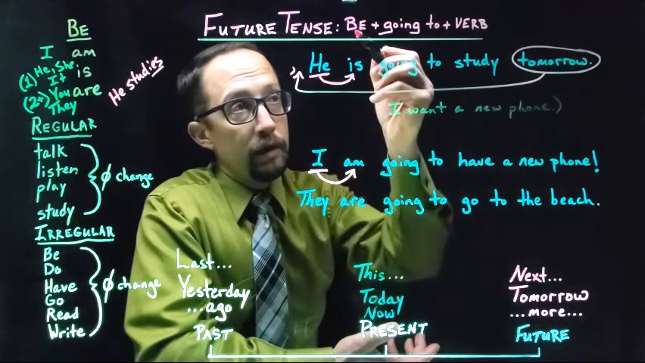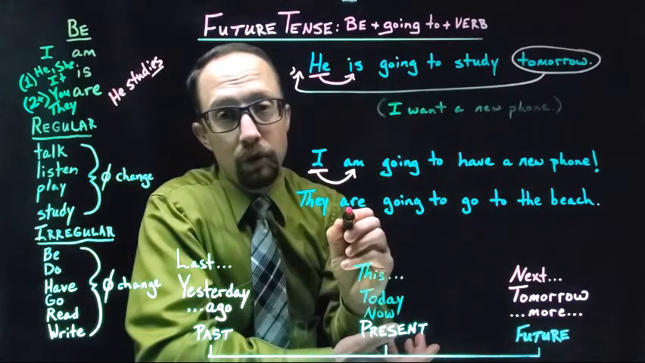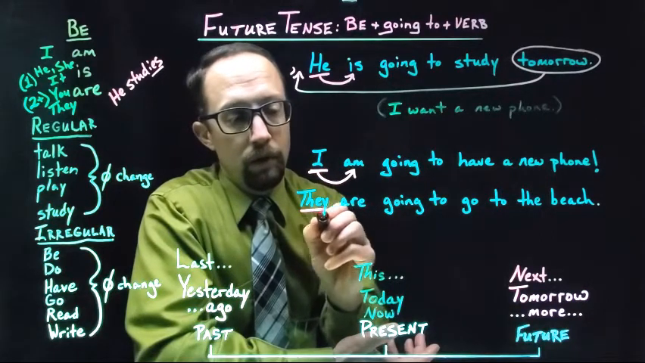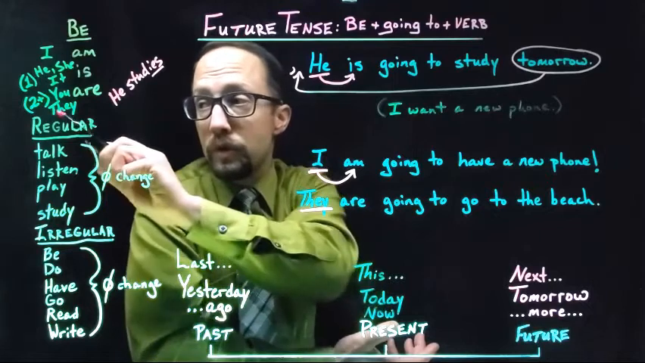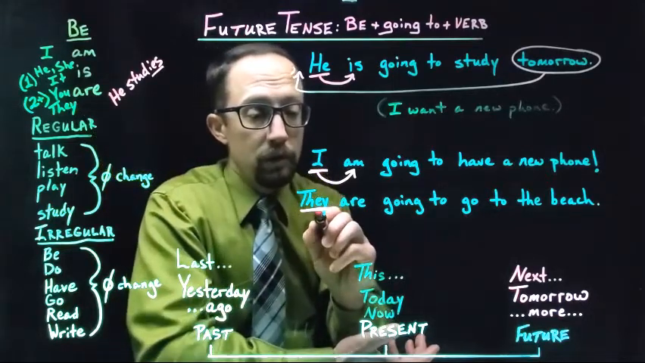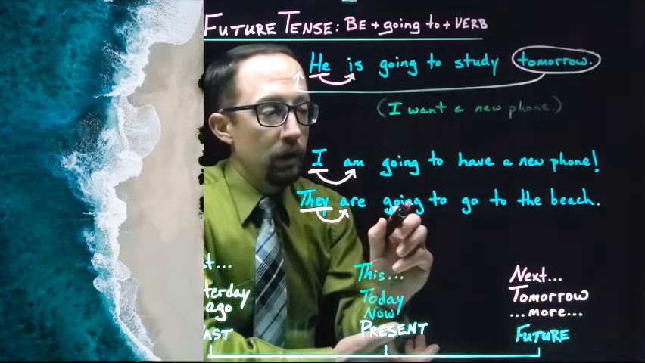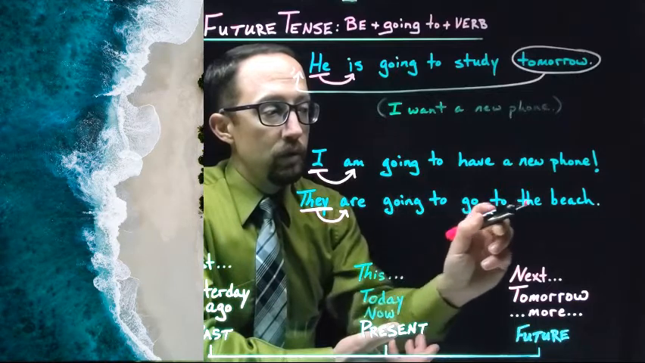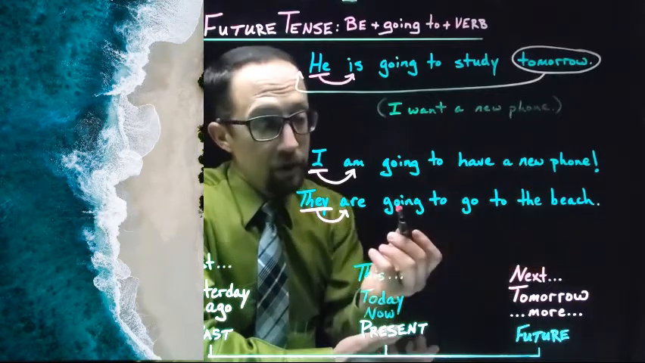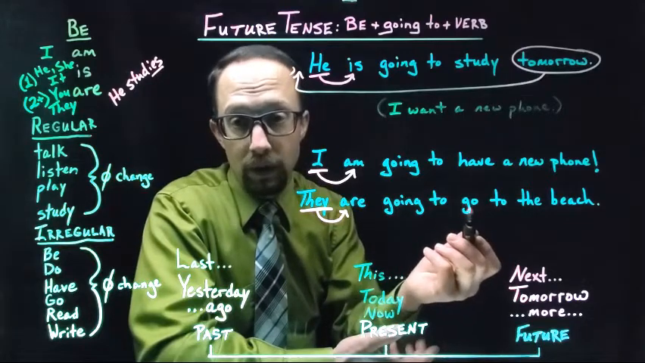Let's look at another example here. Be can also change to are when you use two or more or they, also with you. So you might say, they are going to go to the beach. So you can use going here and go here also.